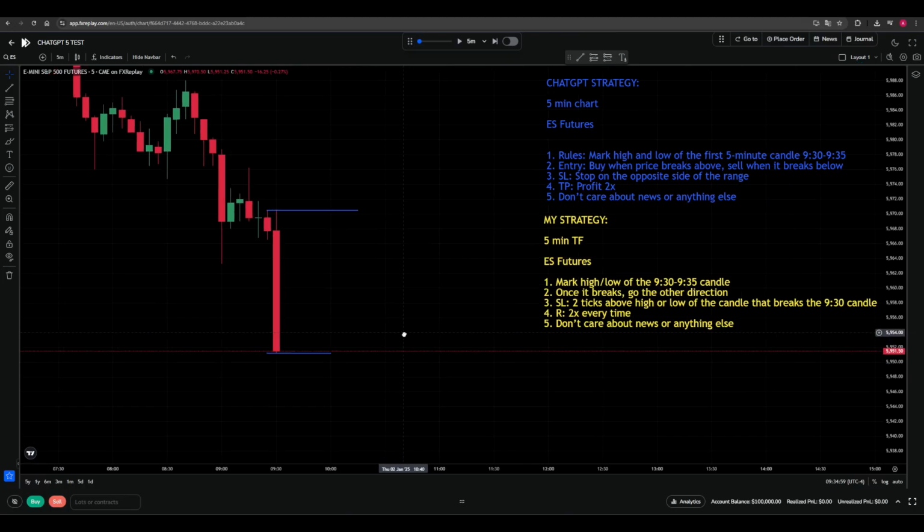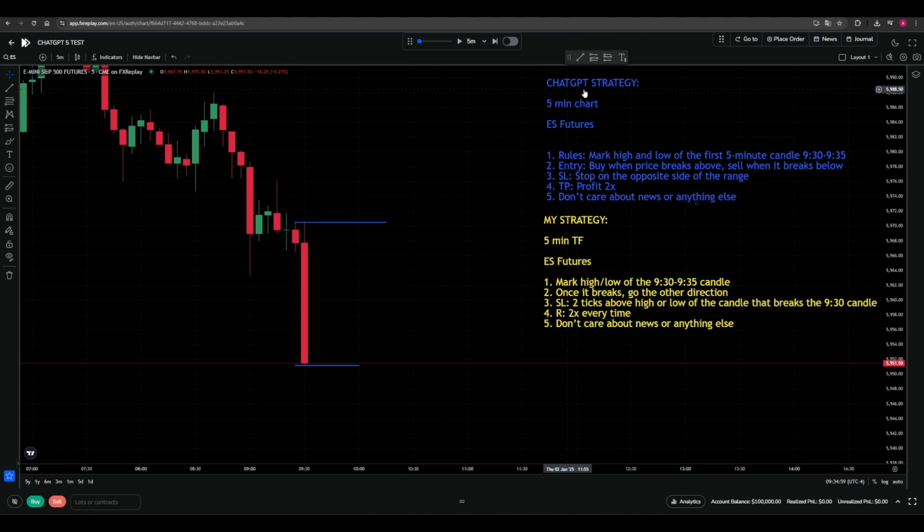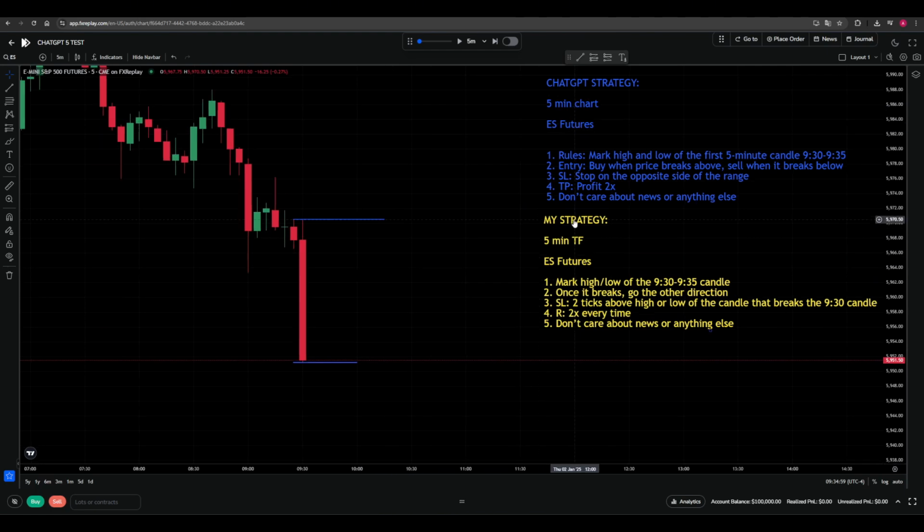Okay, it's time to explain the strategy. I will start with the ChatGPT strategy and then the strategy I came up with. So ChatGPT strategy, 5-minute time frame, on ES futures. The first rule is to mark the high and the low of the first 5-minute candle, 9:30 to 9:35. So on this candle, you mark the high right there and the low down here, and the entry is when the price breaks above or when it breaks below. SL is the opposite side of the range, so let's say it breaks below here, then SL is up here. Let's say it breaks above here first, then SL is below here. And your TP is 2x profit every time, and don't care about news or anything else.